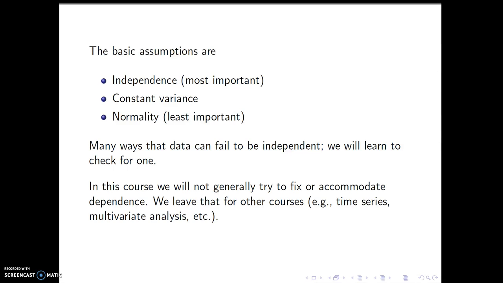So our basic assumptions are independence, constant variance, and normality, just like in regression modeling, because this is just a linear model, just like a regression model. There's lots of ways that we can fail in all of these, including independence. We're not going to go into methods for fixing or accommodating dependence in the response. That is more appropriate for other courses.